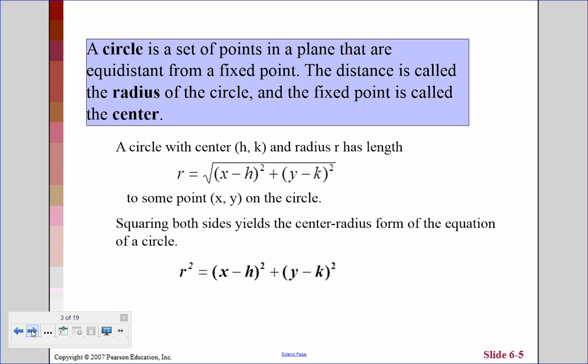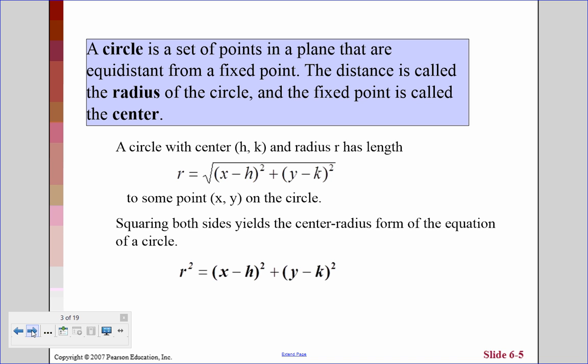Okay, we're going to talk about the circle today, and the mathematical definition of a circle is a set of points in a plane that are equidistant from a fixed point. And that distance is called the radius of the circle, and the fixed point is called the center. So you have a center of a circle, and all the points that are the same distance from that point make the edge of the circle. And how far away from the center are they? Well, they're the radius. However big the radius is, that's how far it is.